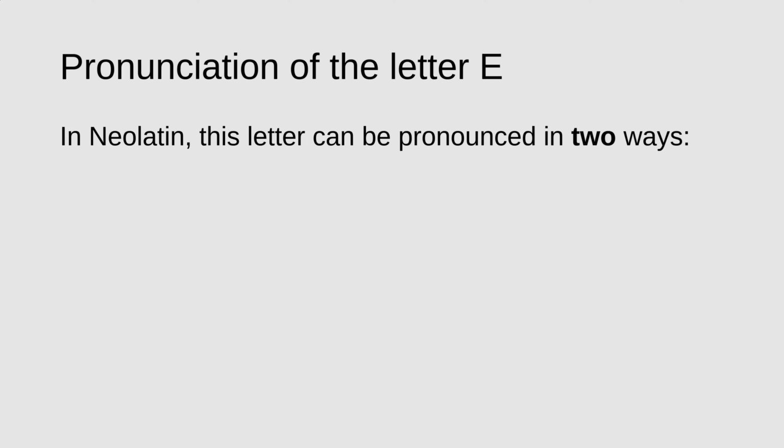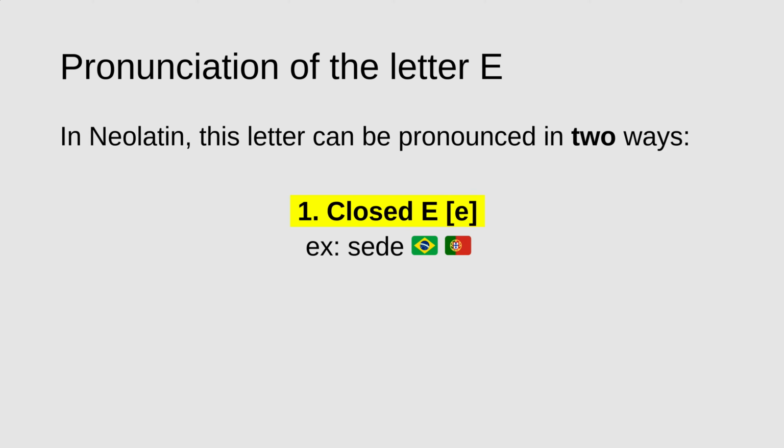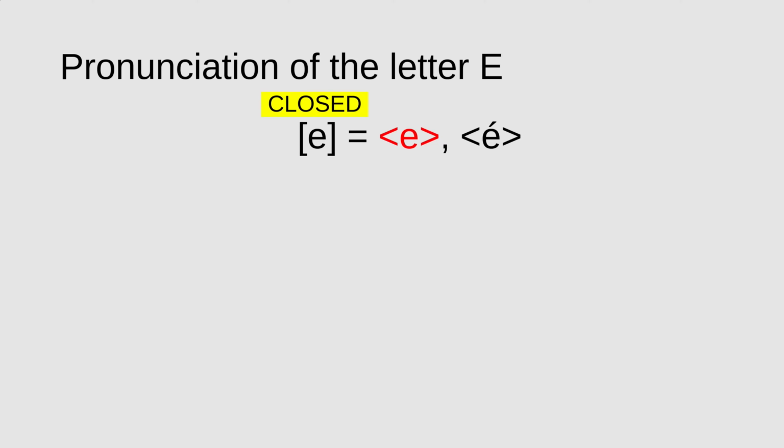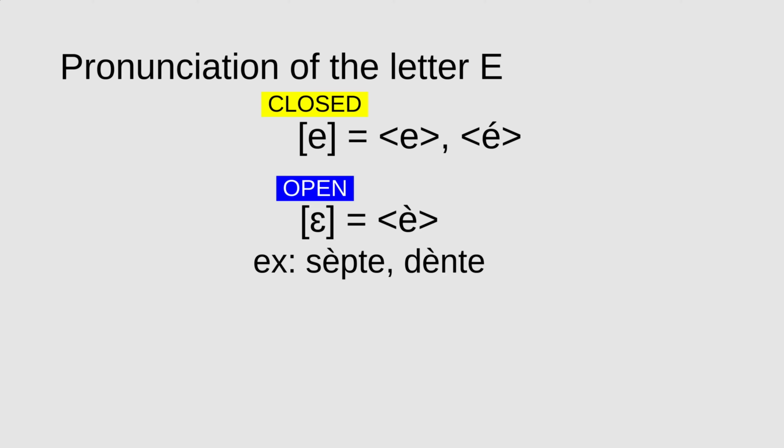The letter E can be pronounced in two ways. The first way is a closed E, like in the Portuguese word sede. The second way is an open E, like in the Portuguese word sete. The closed E is pronounced when the E does not have a diacritic or when the E has an acute diacritic, which is to say, sloping upward left to right. The open E is pronounced when the E has a grave diacritic, which is to say, sloping downward from left to right. Some examples of both the open E and closed E in Neolatin are septe, meaning seven, and dente, meaning tooth.